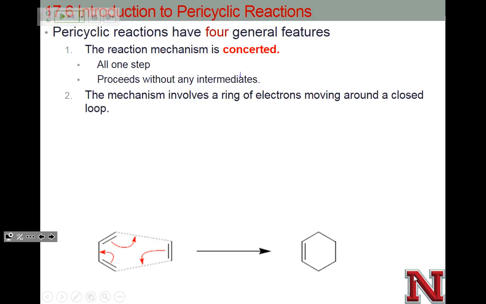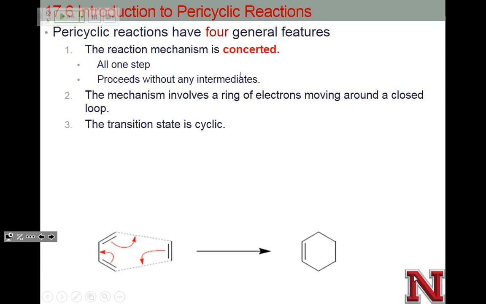Notice, this is a closed loop of electrons. Electrons forming a bond. This bond's breaking, this bond's forming. This is a closed loop of electrons. That's how your mechanism always looks. It should be the simplest mechanism question I ask you. The transition state is always cyclic.